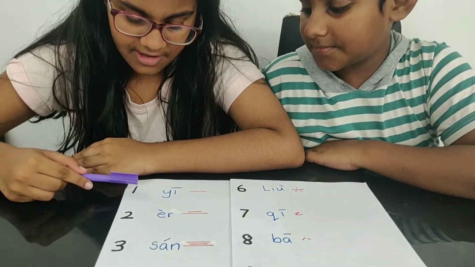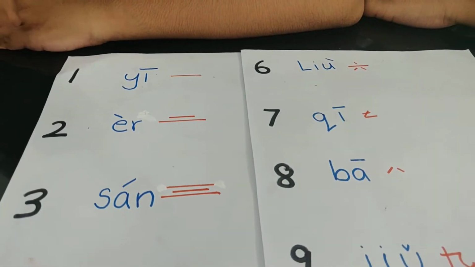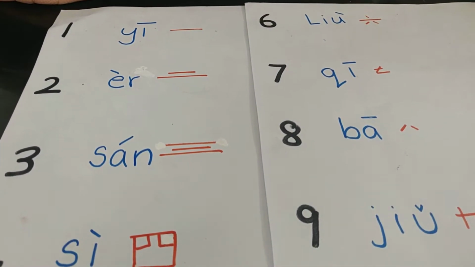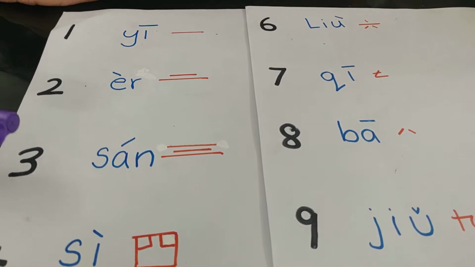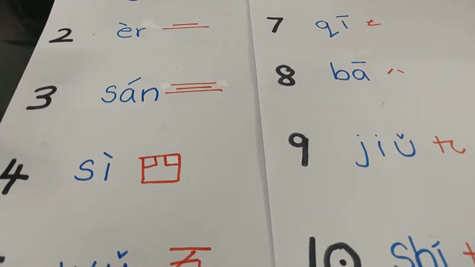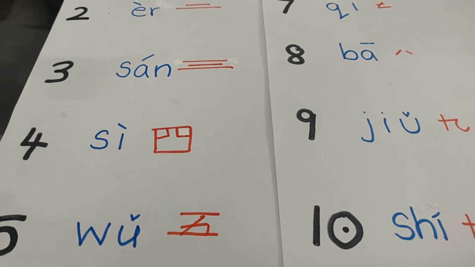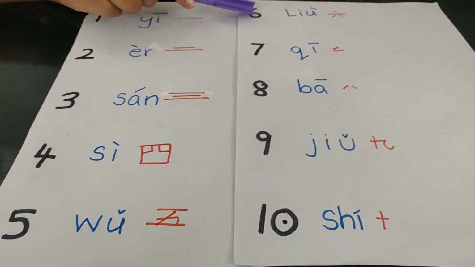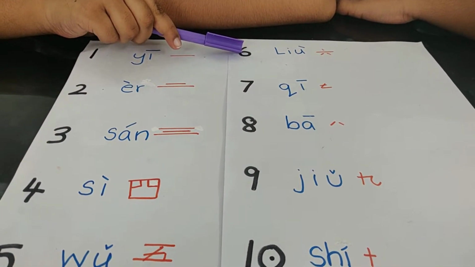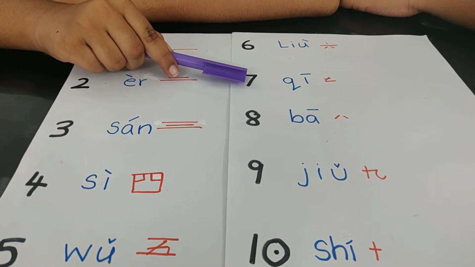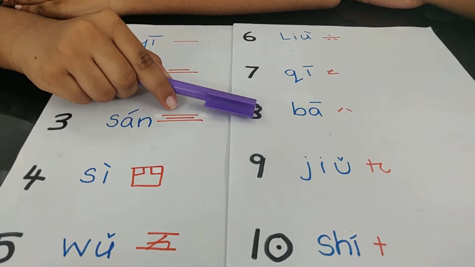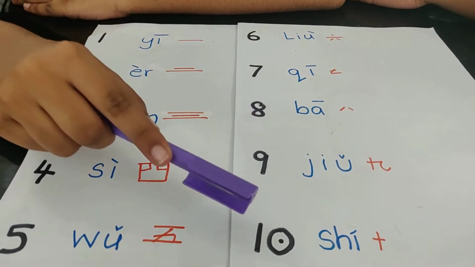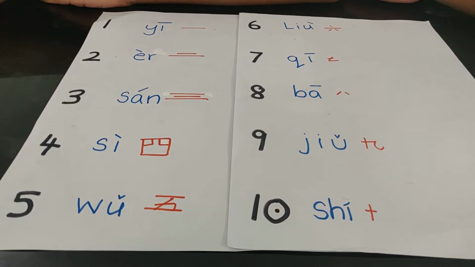So first up here is 1. So we say 1 as yi, yi. Then here's 2. 3 is san, 4 is si, and 5 is wu, 6 is liu, 7 is qi, 8 is ba, 9 is jiu, and 10 is shi.